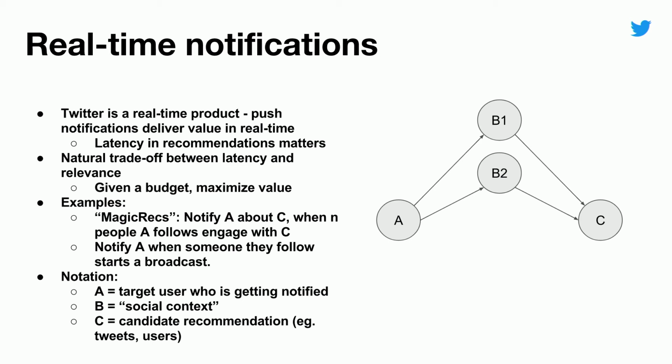Examples of such notifications, we already talked about the broadcast example. Another example is, again, if you look at the right, we keep coming back to this graph, but we want to notify the user A when n people that they follow, say B1 and B2, engage with the same content C. So this is what we call MagicRecs, which is a product we launched, I think, about 4 years ago.